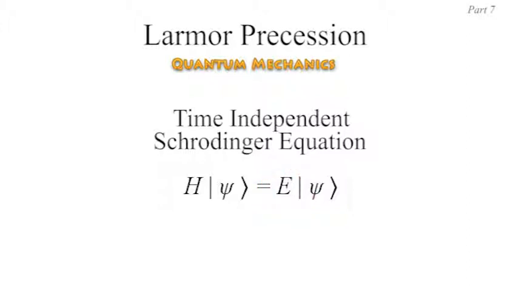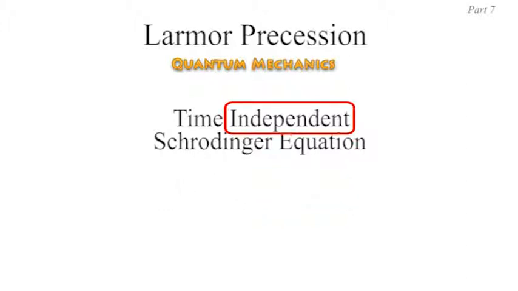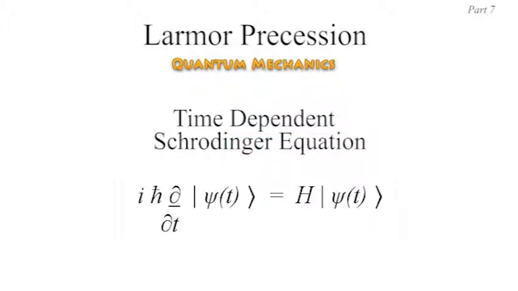However, this form of the Schrodinger equation isn't really going to help us in thinking about precession, where things are definitely changing with time. Things are not static. They are not time independent. The other form of the Schrodinger equation is called the time-dependent Schrodinger equation, and it looks like this. i h bar d by dt of psi of t equals H of psi of t. The state vector now is shown as being a function of time, psi of t, so things are changing.